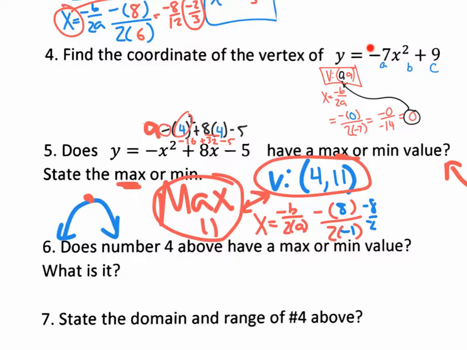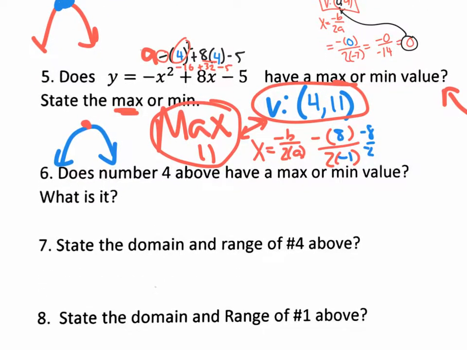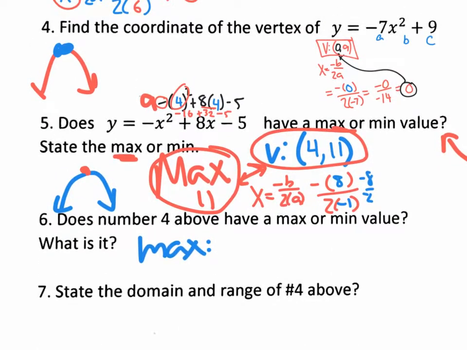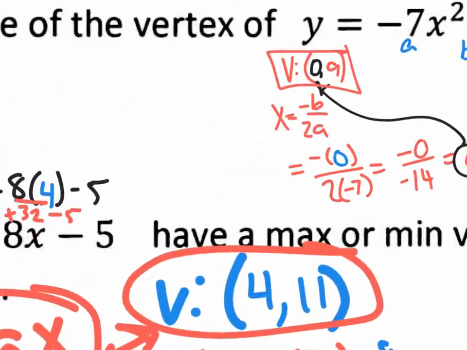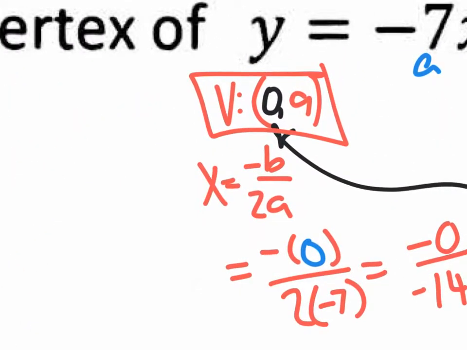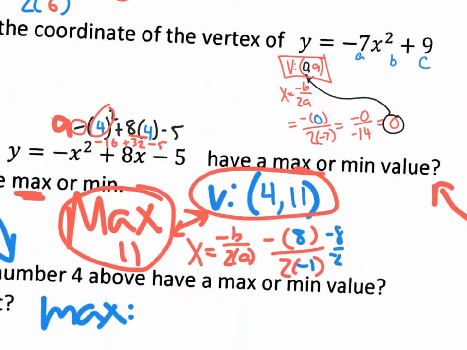Look at number 4, the a value is negative. What does that mean? Does it open up or down? If the a value is negative, it's opening down. So if it is opening down, does number 4 have a max or a min? Max, right? So number 4 definitely has a max value. And it says, what is it? We need to find the max value. If you know the vertex, which we do, that's (0, 9), that's the max value.